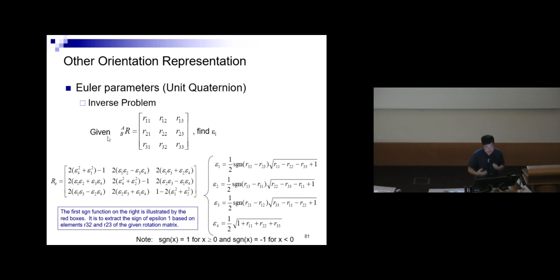So again, we look at the inverse problem. The inverse problem meaning that if you're given the matrix, you want to find the epsilon, the Euler parameters. So there are 4 of them, epsilon 1 to epsilon 4. To find the epsilon, you actually need to use something called the sign function. The sign function, sign of x, is equal to 1 if x is greater or equal to 0, and sign of x is equal to minus 1 if x is less than 0. So this is your sign function.